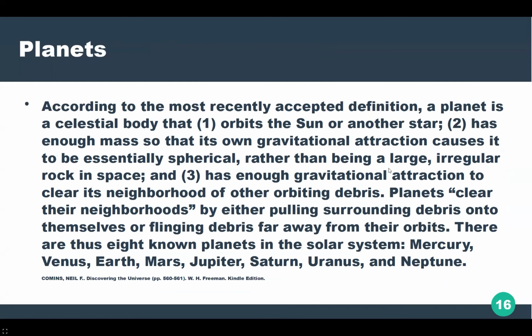According to the most recent accepted definition, a planet is a celestial body that 1. Orbits the sun or another star, 2. Has enough mass so that its own gravitational attraction causes it to be essentially spherical rather than being a large irregular rock in space, and 3. Has enough gravitational attraction to clear its neighbors of other orbiting debris. Planets clear their neighbors by either pulling surrounding debris onto themselves or flinging debris far away from their orbits. There are thus 8 known planets in the solar system: Mercury, Venus, Earth, Mars, Jupiter, Saturn, Uranus, and Neptune.